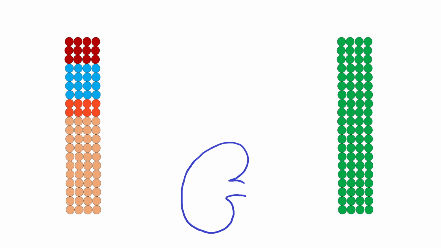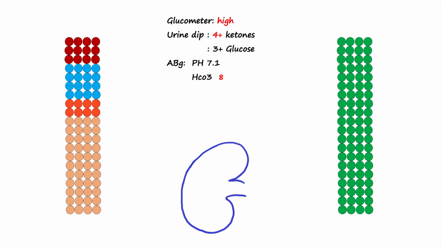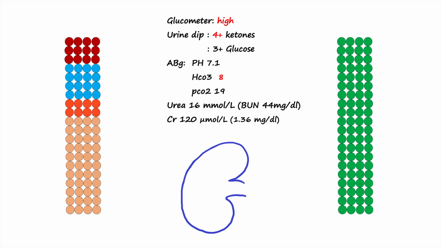You do the labs. Glucometer is high, urine dip 4 plus ketones, 3 plus glucose. The ABG showed pH of 7.1, with bicarb of 8. We have metabolic acidosis with well compensated PCO2. Urea is high, creatinine is high. However, urea is higher in relation to the creatinine because of prerenal azotemia. Sodium is 140, chloride 104, and albumin of 42.